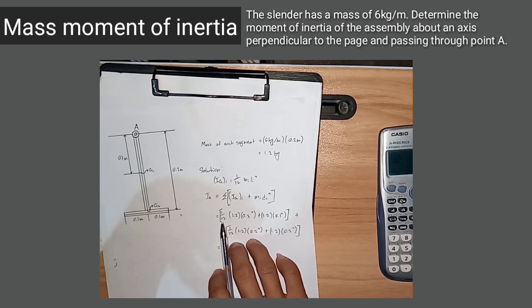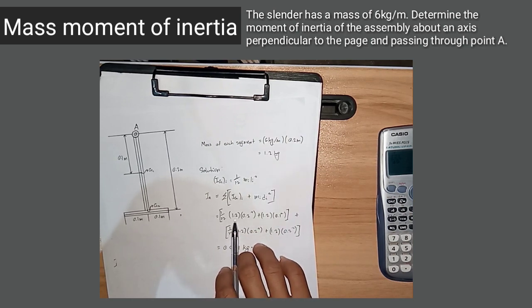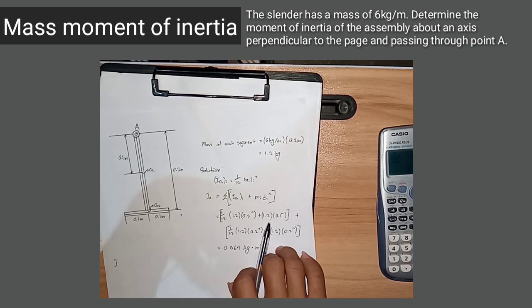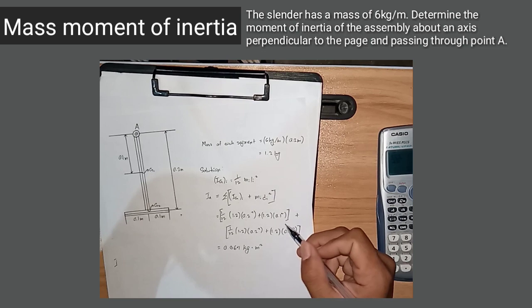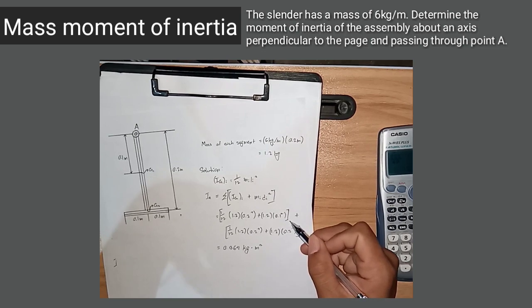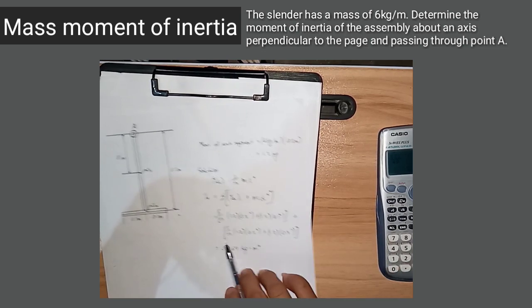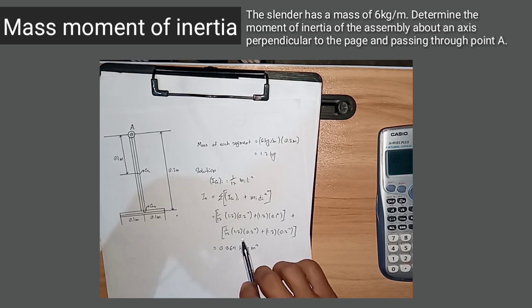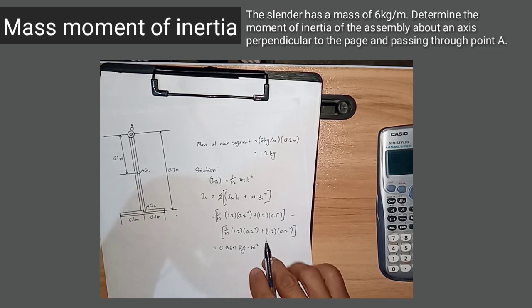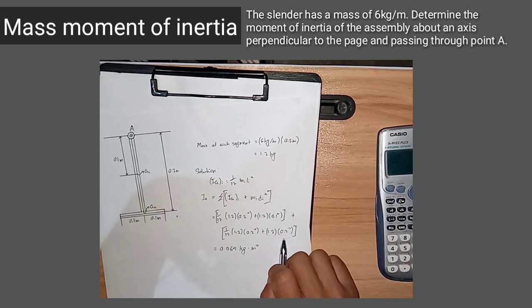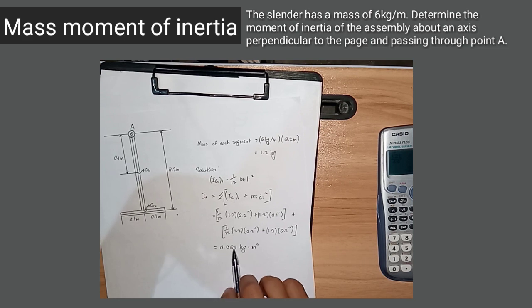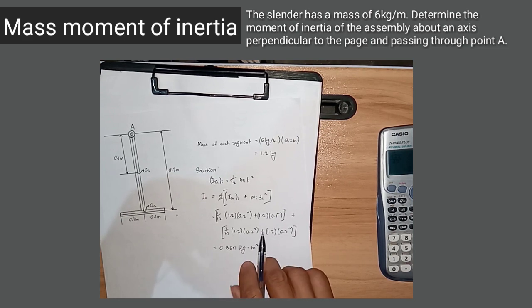Then 1 over 12 times 1.2 times 0.2 squared plus 1.2 multiplied by 0.1 squared plus 1 over 12 times 1.2 times 0.2 squared plus 1.2 times 0.2 squared, which is equal to 0.64 kilogram meter squared.